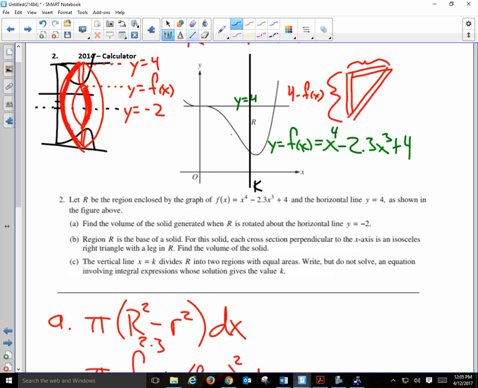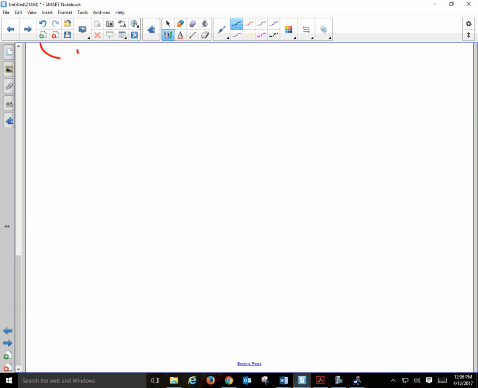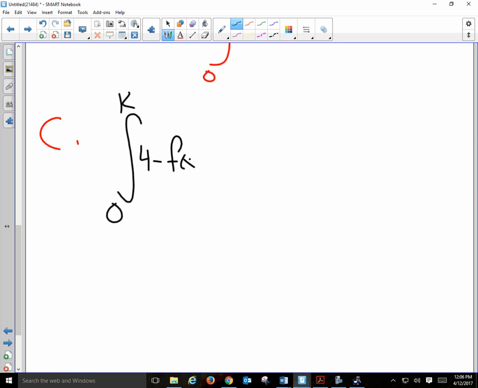We want to write an area for that and set it equal, because it says equation, equal to the area of that. That's it. So the first area would be from where to where? 0 to k of, what's the top? 4 minus f of x dx. That's the area of the first region.